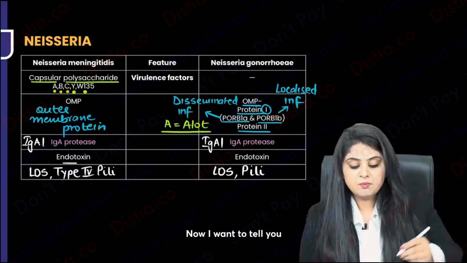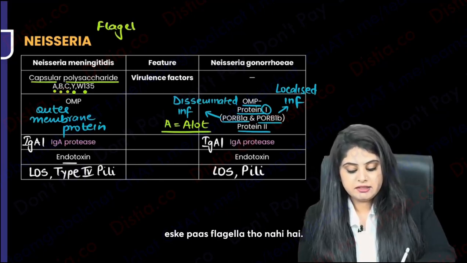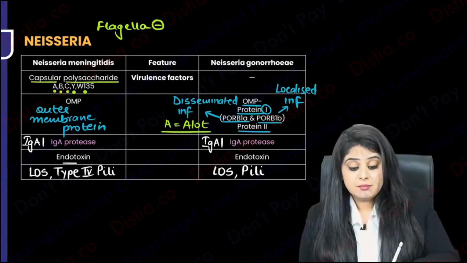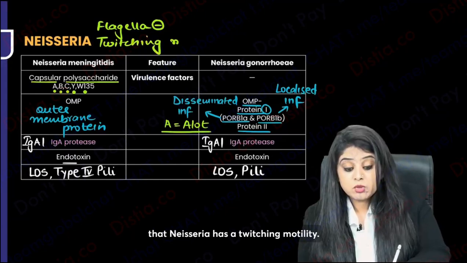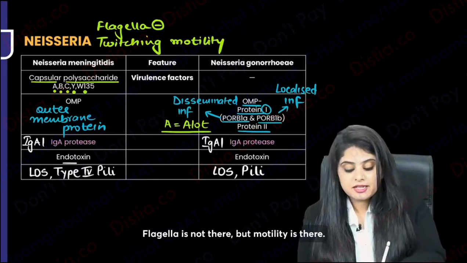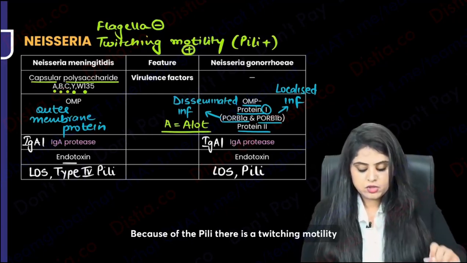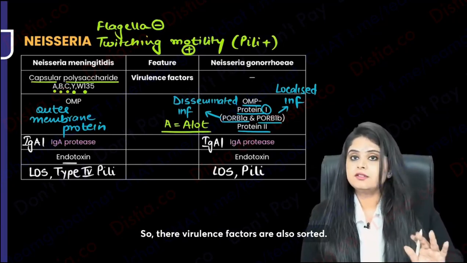Now I want to tell you that for all practical purposes, iske paas flagella to nahi hai. See, Neisseria doesn't have flagella. So you will say no flagella, no motility. But still some books realized and have mentioned that Neisseria has a twitching motility. And I will say, how is that possible, ma'am? Flagella is not there, but motility is there. Yes, because of this pili. Because of this pili, there is a twitching motility that can be noted in Neisseria. So their virulence factors are also sorted.